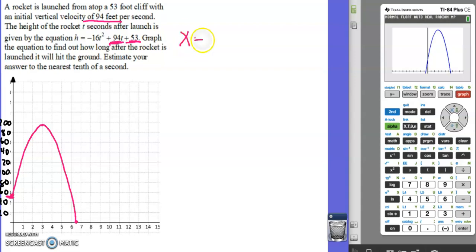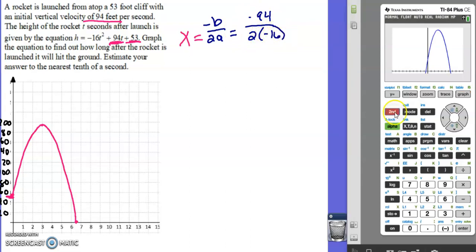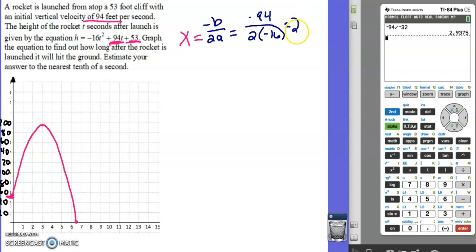Well, remember last week we started talking about the middle of the parabola, the axis of symmetry can be found by negative b over 2a. So if we plug this in, negative 94 over 2 times negative 16, and let's calculate that. So negative 94 divided by negative 32. And so this is 2.9375, very close to 3, is the axis of symmetry. Very close to it. And so that's the middle of the parabola.